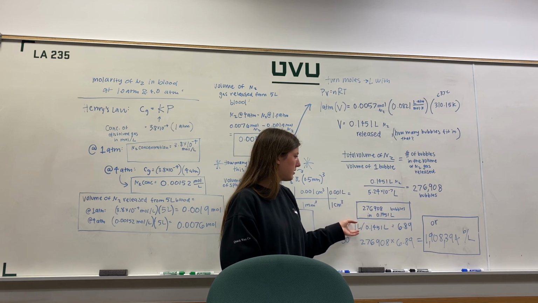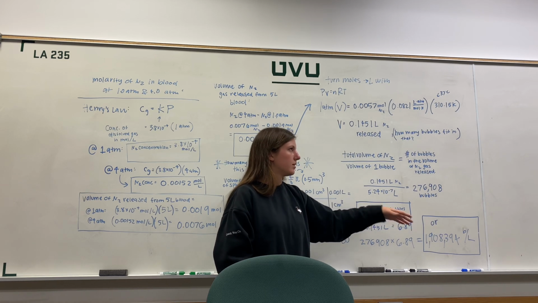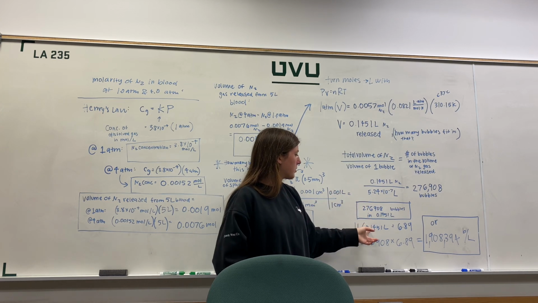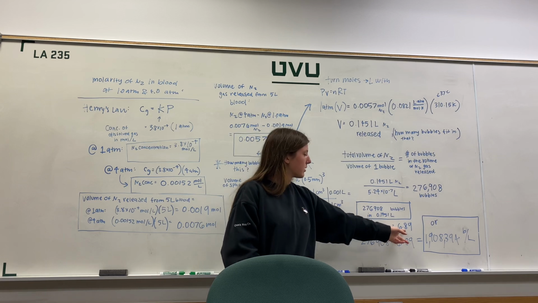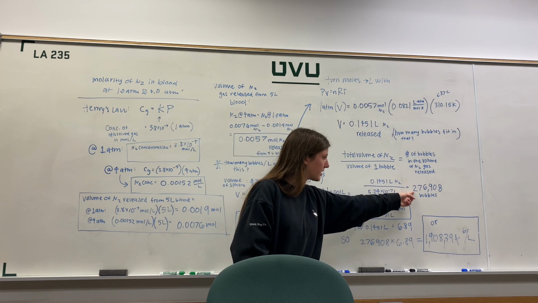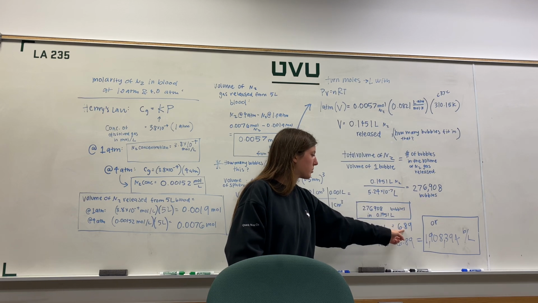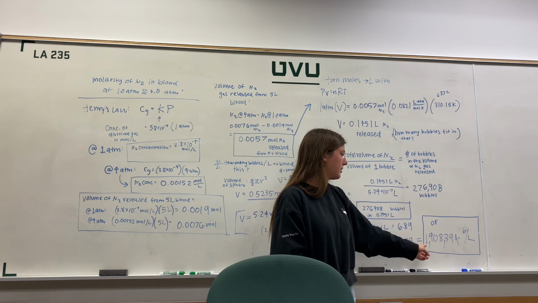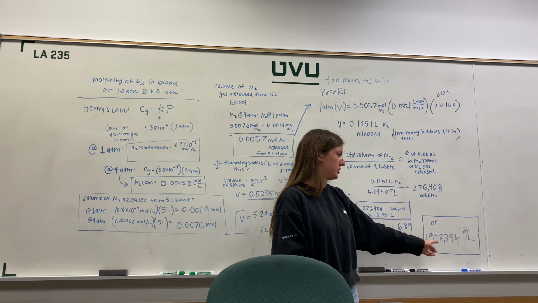And if you wanted it in bubbles per liter, we know that 0.1451 liters times 6.89 equals 1 liter. So we could just multiply this value times 6.89, and that would give us the bubbles in 1 liter, which is 1,908,394.